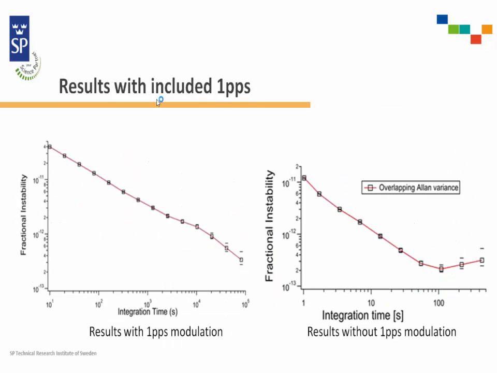We also performed some Allan plots of it. And up here you have the plot including the 1 PPS modulation. As you can see, it's worse than the one without the 1 PPS modulation. So it was as expected.